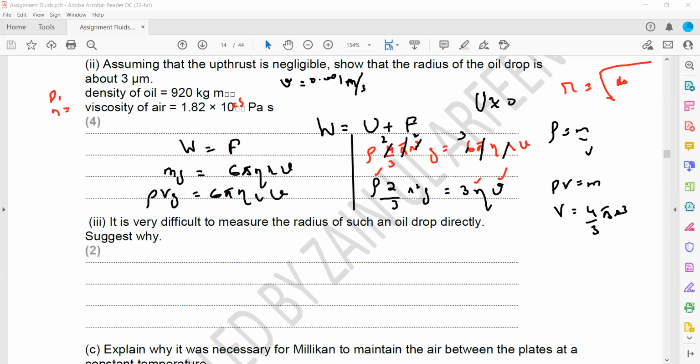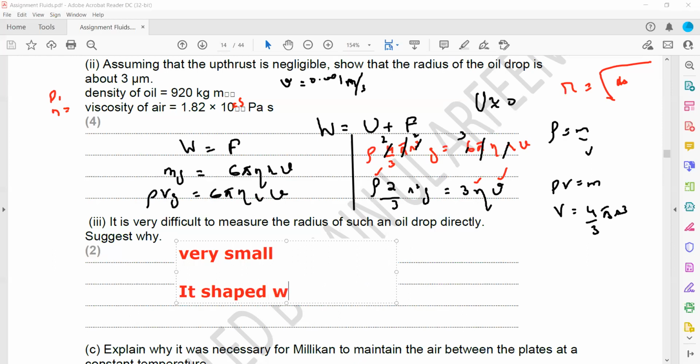So when it is falling, its shape will change. So the two factors which make it difficult: number one, it is very small. That is one thing. And then number two, its shape changes. So it does not remain as a perfect sphere. That's why it will be difficult to measure this radius.